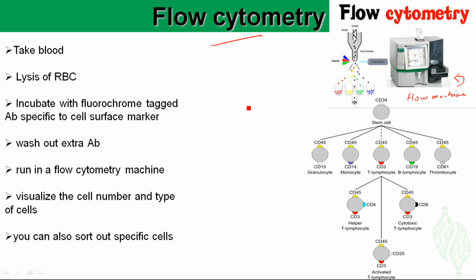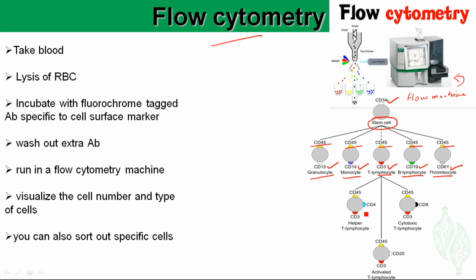So we have different types of cell surface marker depending on the cell type. For example, the stem cell expresses the CD34 and all leukocytes express the CD45 protein on their cell surface. And a specific cell has a specific marker, like the granulocyte has CD15, monocyte has CD14, T lymphocyte has CD3, B lymphocyte has CD19 and thrombocyte CD61.